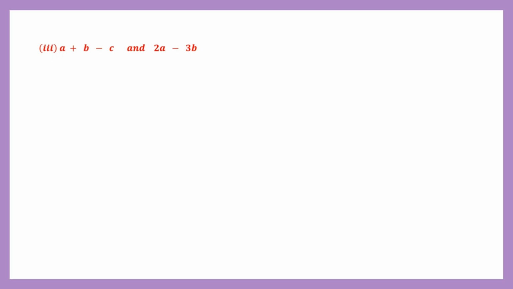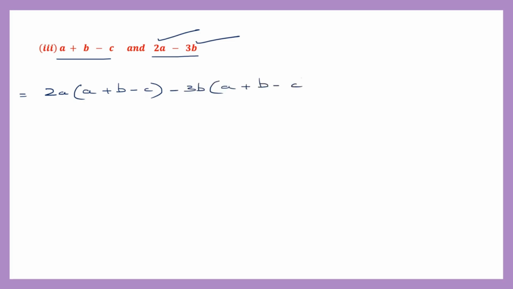Question 3. So here we have a polynomial and a binomial. Let's take the first term of the binomial, 2a, and multiply the whole of the polynomial, that is a plus b minus c. Now we take the second term, that is minus 3b, and put the whole of the polynomial inside, a plus b minus c.